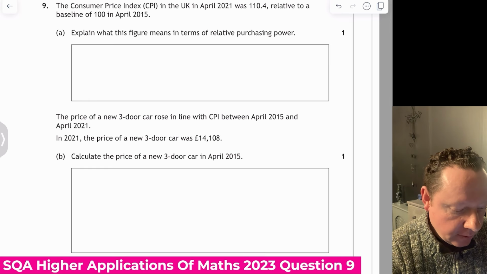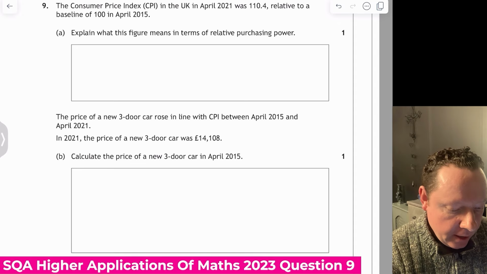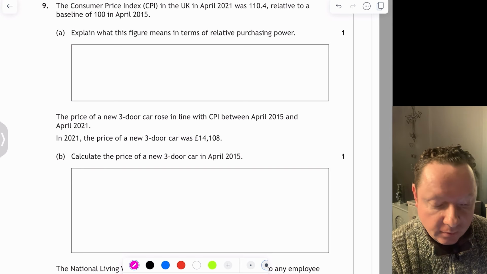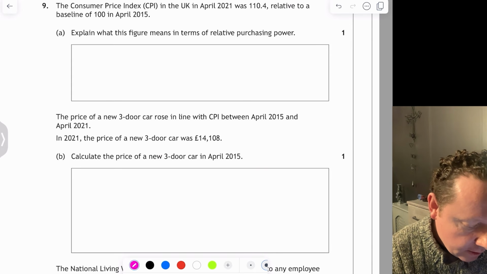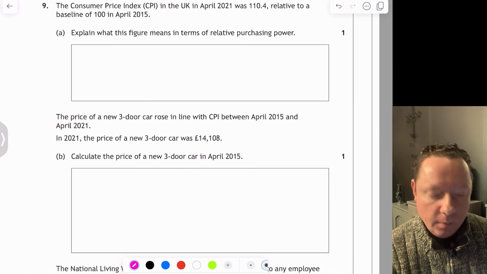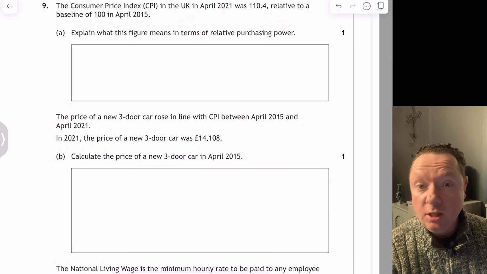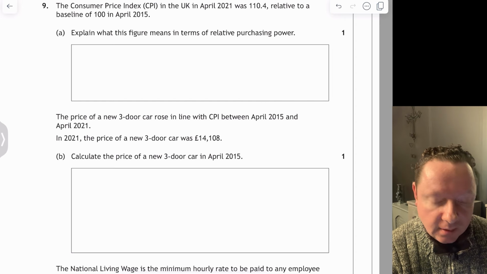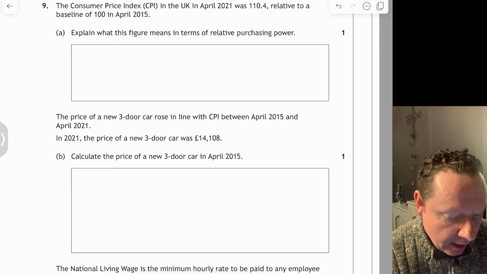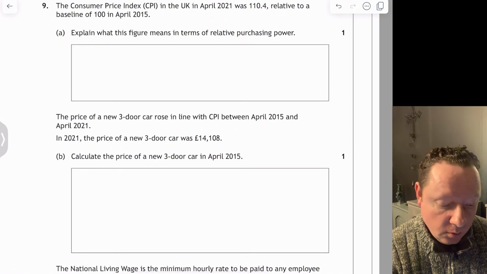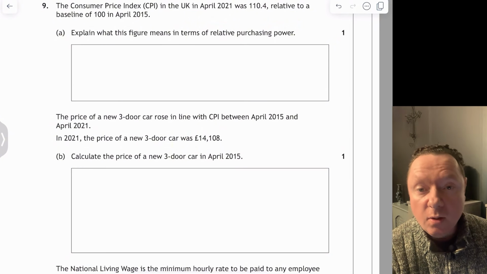SQA Higher Applications of Maths 2023, question 9. The Consumer Price Index, CPI, in the UK in April 2021 was 110.4 relative to a baseline of 100 in April 2015. Explain what this figure means in terms of relative purchasing power. So purchasing power is how much you can buy, basically, with a certain amount of money. 110.4 against 100 means that I can buy the same amount of goods in 2021 with £110.4 as I could with £100 in 2015.